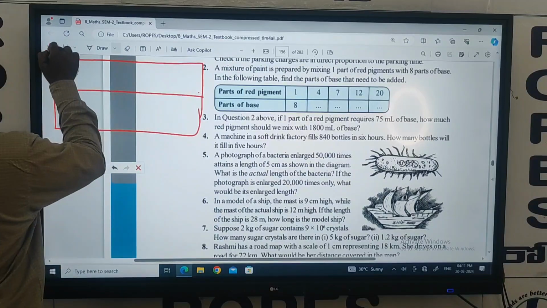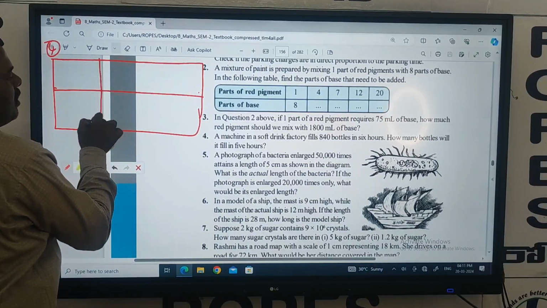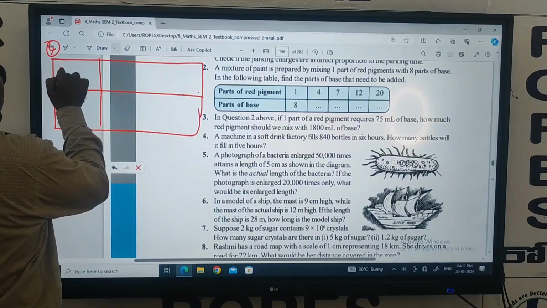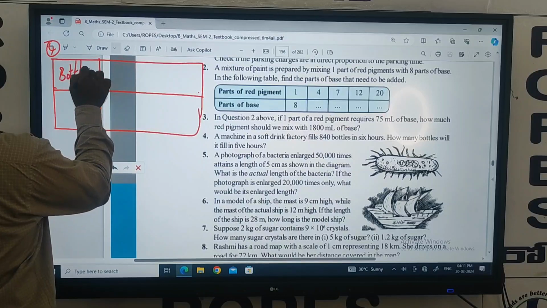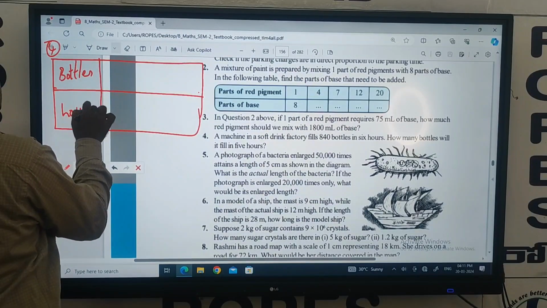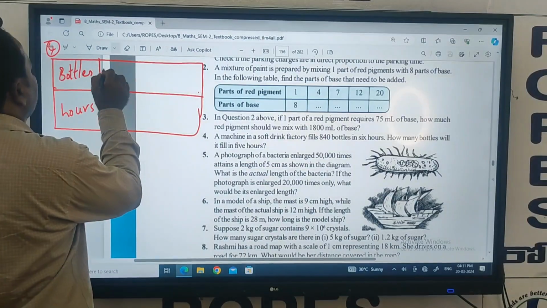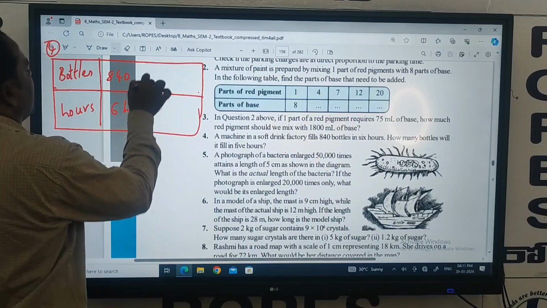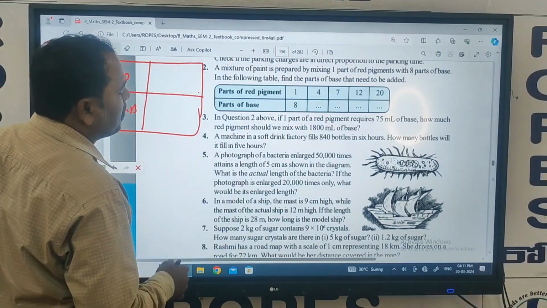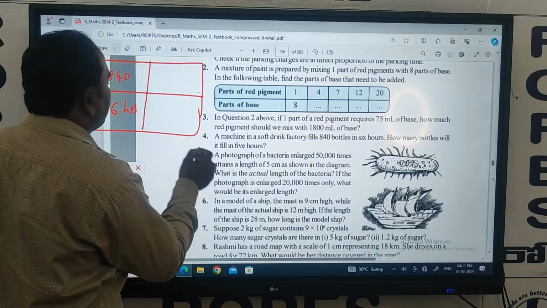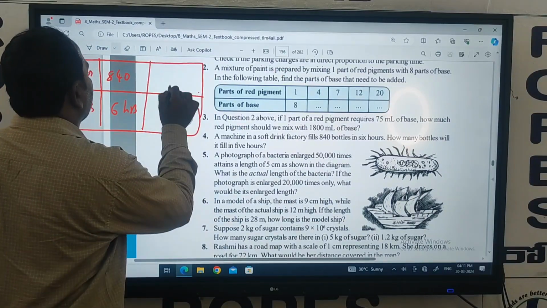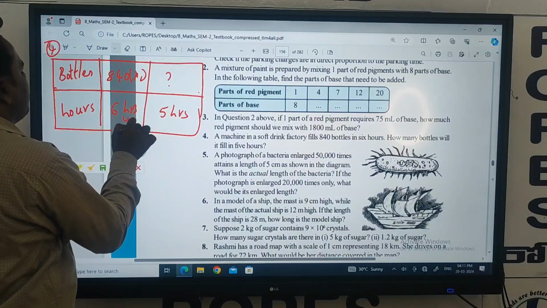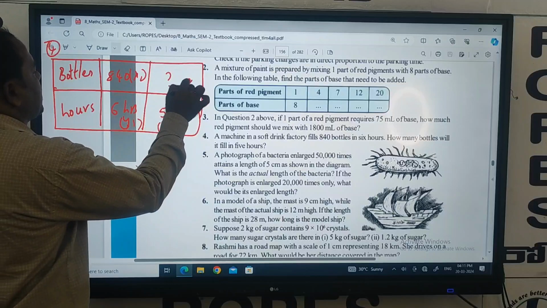First, this is question number 4. First, we should write the table. So here, if we observe this one, bottles and hours. Here, 840 bottles are filling in 6 hours. And here, how many bottles will it fill in 5 hours? Then we take this one as x1, y1, and this one as x2, y2.